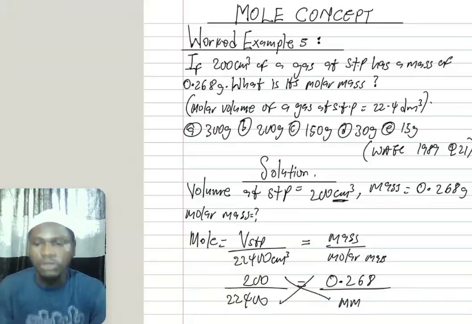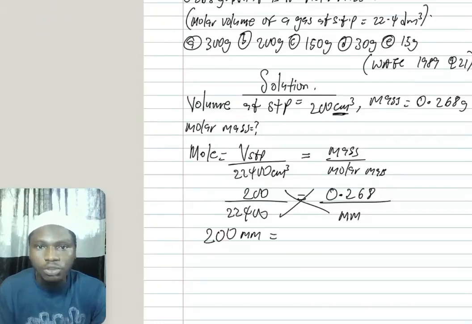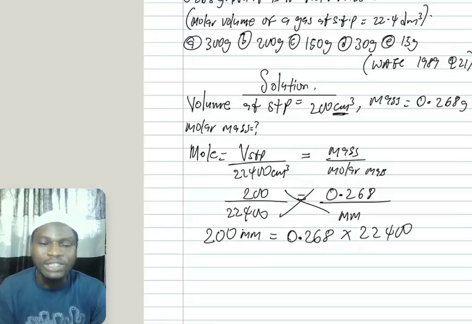So what will you do here? You cross multiply. If I cross multiply, what will I have? We have 200 MM equal to this, and this will multiply. So I have 0.268 times 22400. Now I'm looking for molar mass, so I'll divide both sides by 200.